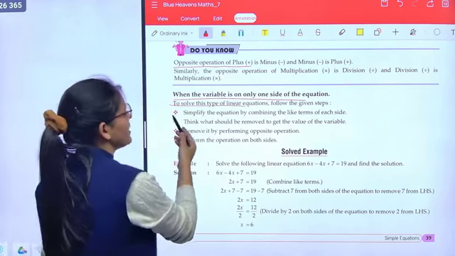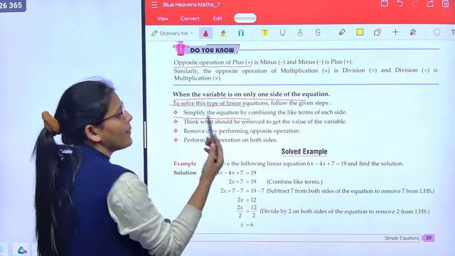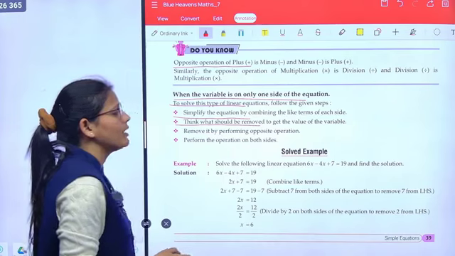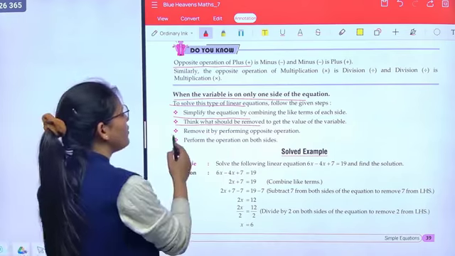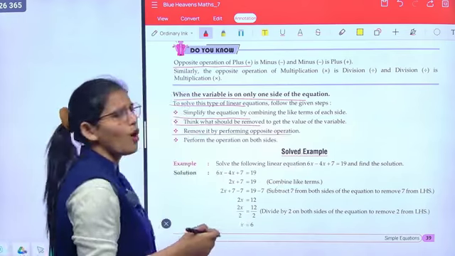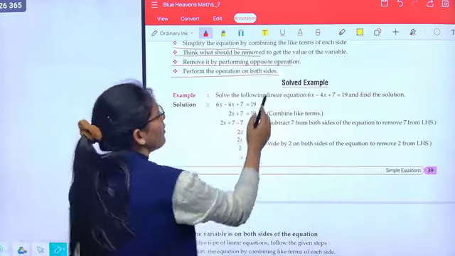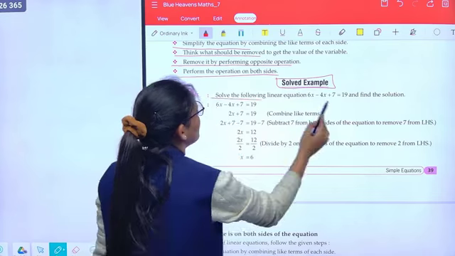these given steps. Now simplify the equation by combining the like terms of each side. Now think what should be removed to get the value of the variable. Now remove it by performing the opposite operation. Perform the operation on both sides. Come on, solve examples. Solve the following linear equations.